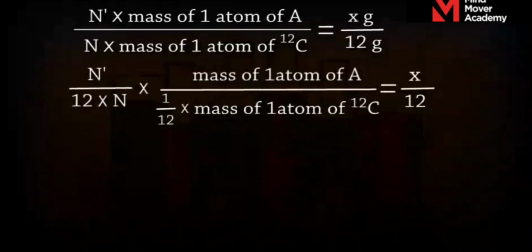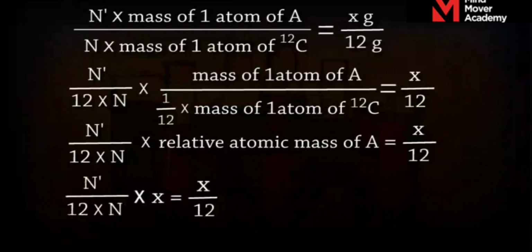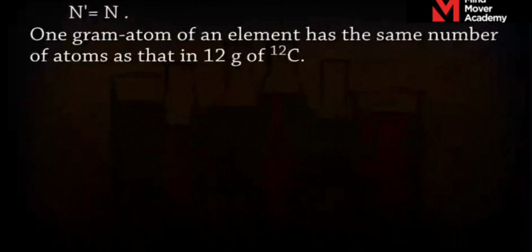N'/N into mass of 1 atom of A divided by 1/12 into mass of 1 atom of C12 is equal to X/12. N'/N into relative atomic mass of A is equal to X/12. N'/N into X is equal to X/12. So N' is equal to N. Thus, 1 gram atom of an element has the same number of atoms as that in 12 grams of carbon 12.